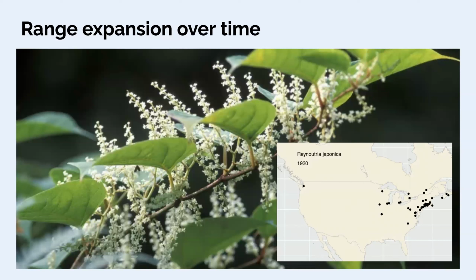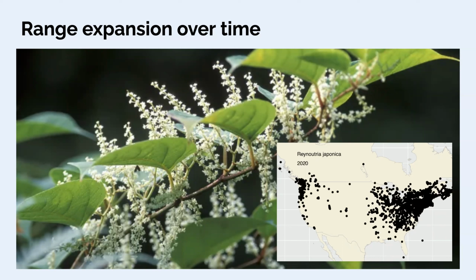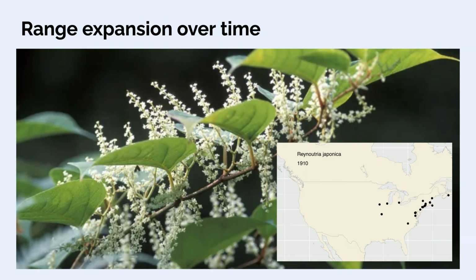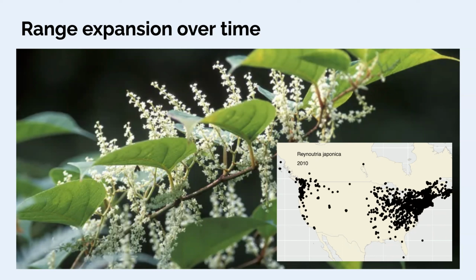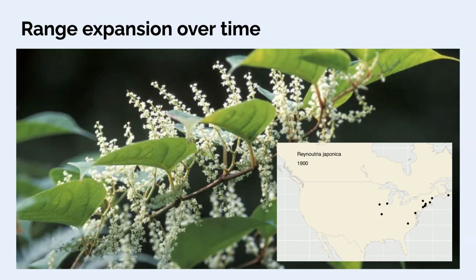Well, you could take these data and compile them over time. So this is actually a little graphic that I put together for this species. This is Japanese knotweed, which is a non-native species in North America. And I went through and just took data from the GBIF database. And for every 10 years, I built a cumulative map of where all the specimens had been collected up to that point. And you can see a pretty good reconstruction of this plant showing up on the East Coast.